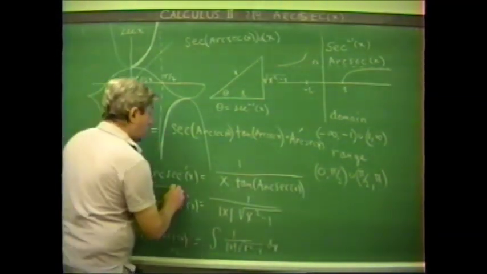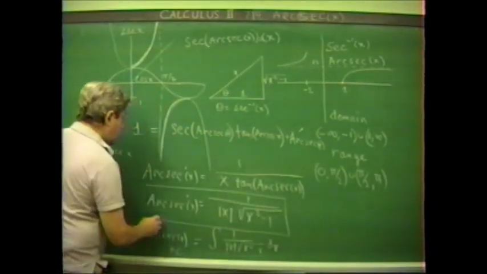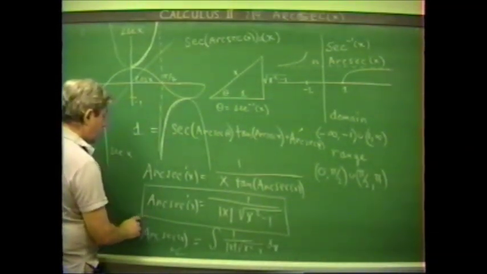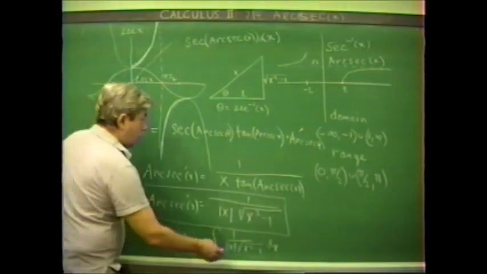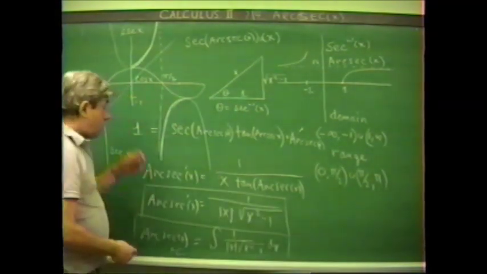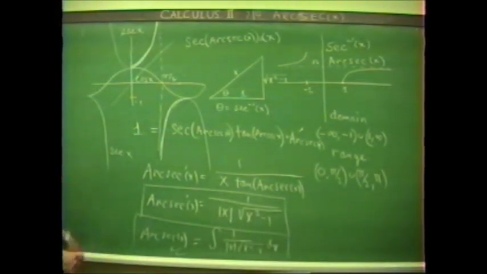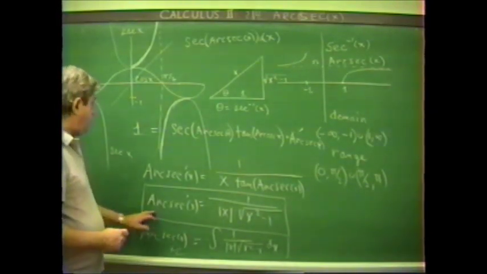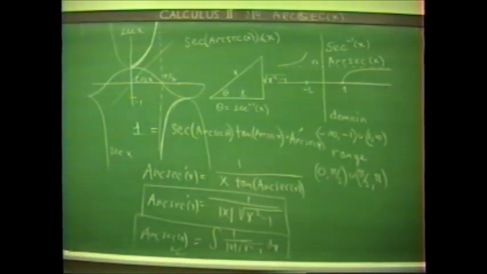So here's the arcsecant and its derivative. That doesn't show up quite as often as the arctangent does, or the arcsine. Arctangent being the one that shows up the most often. Arcsecant of x.